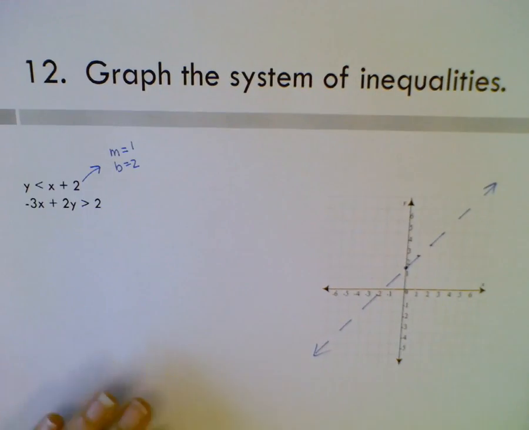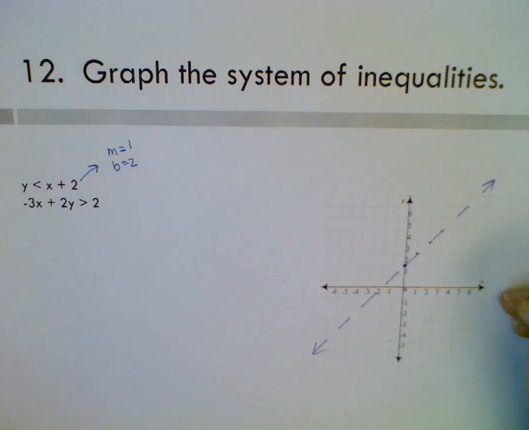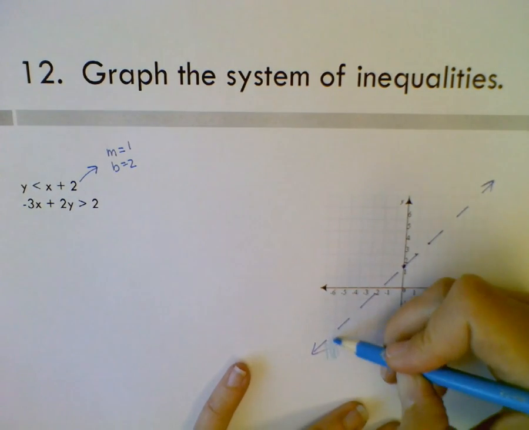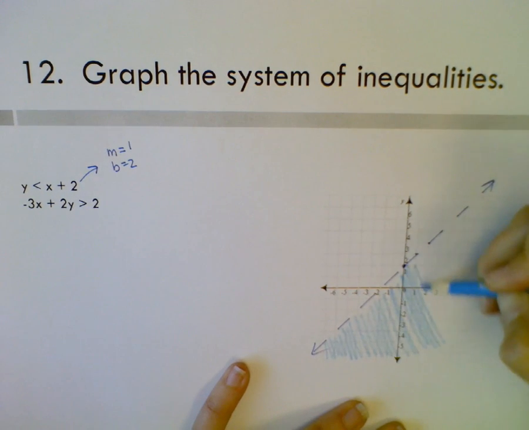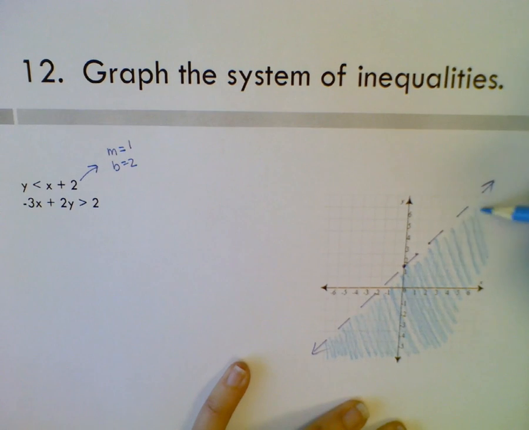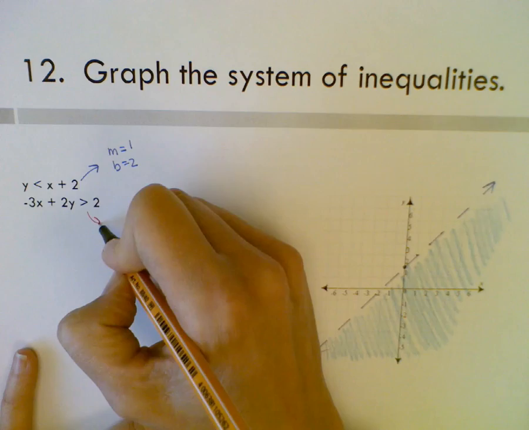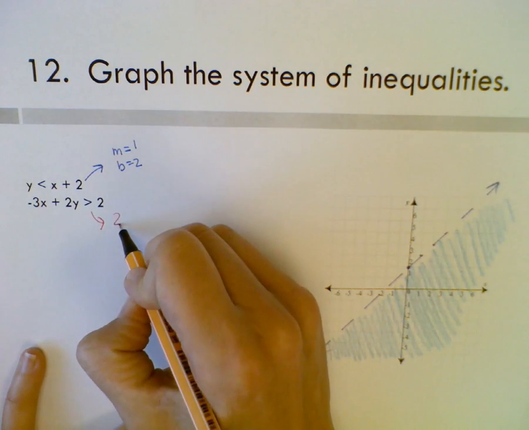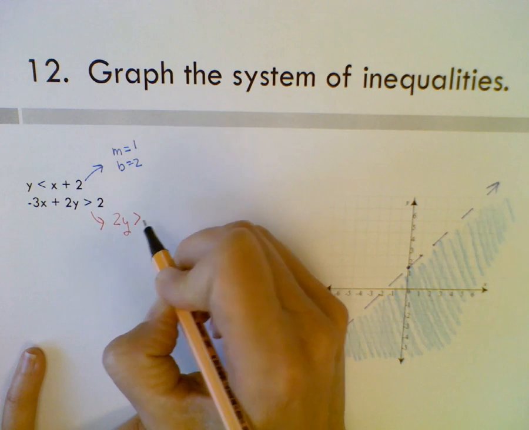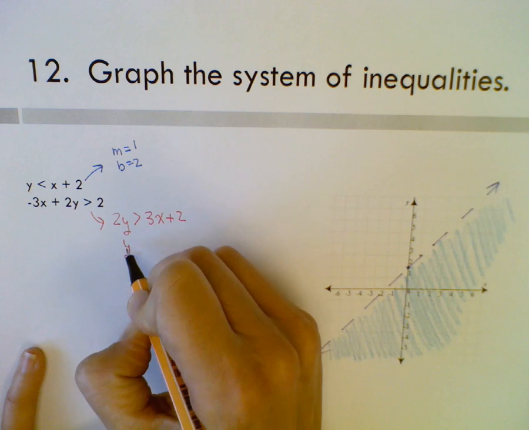Okay, and that's less than, so I'm going to shade less than. Everything is below. Everything below the line there. Okay. Then I'm going to graph this other line. First, we need to get that into slope-intercept form. So 2y is greater than 3x plus 2, and I need to divide both sides by 2.